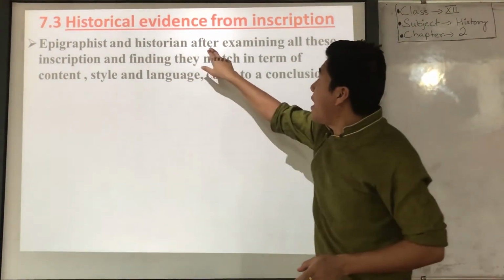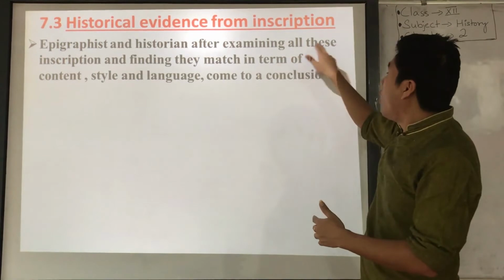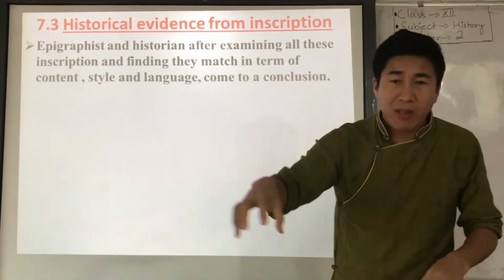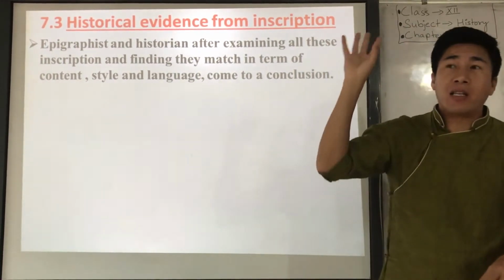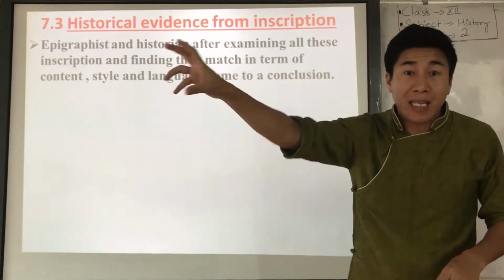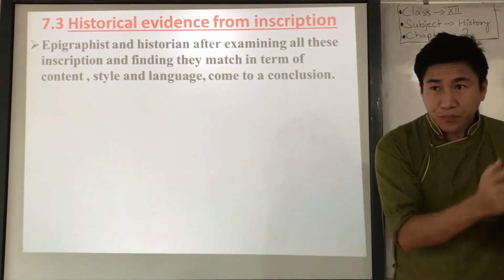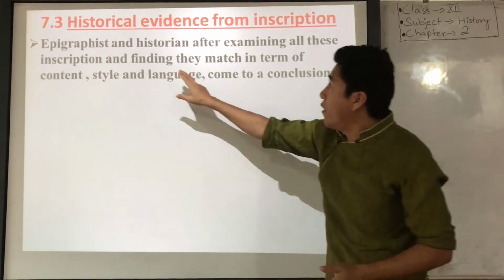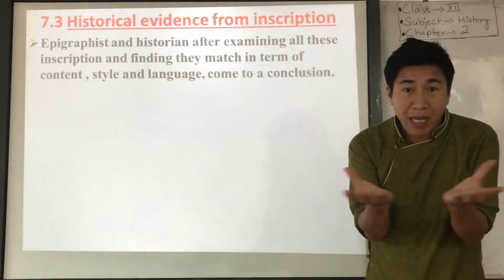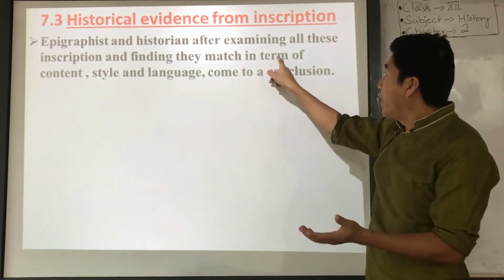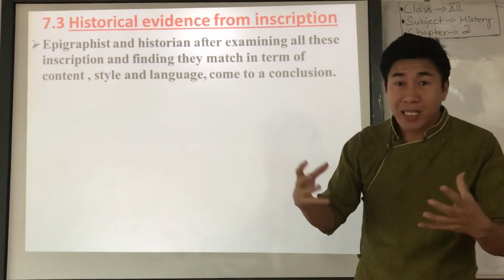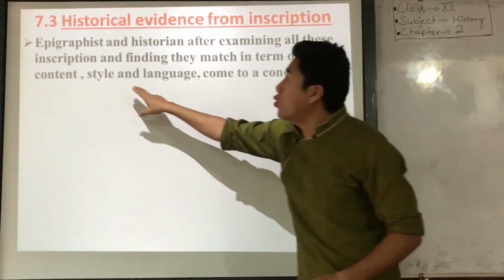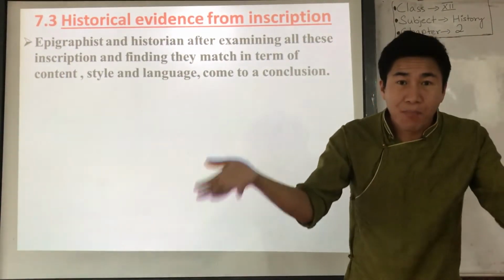Epigraphists and historians, after examining and studying all these inscriptions, found differences: one written Devanampiya, one written Priyadasi, another written Devanampiya Priyadasi, and one written Ashoka only. By studying all these inscriptions, they looked for matches. Is there any matching between these? Yes, of course, in terms of content, meaning what it contains. It is ordered by the king, written by the king. Also the style and the language they use is Brahmi, the same.